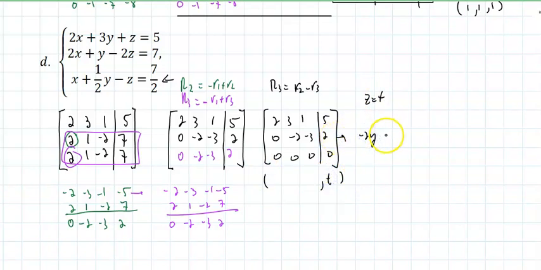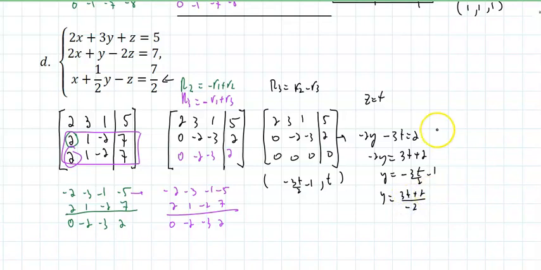Negative 2y minus 3t equals 2. So negative 2y equals 3t plus 2. Y equals negative 3t over 2 minus 1. Of course, you're welcome to write 3t plus 2 over negative 2. It doesn't really matter. And the first equation is 2x plus 3 times (3t plus 2 divided by negative 2) plus z, which is t, equals 5. Solve for that and you're done.